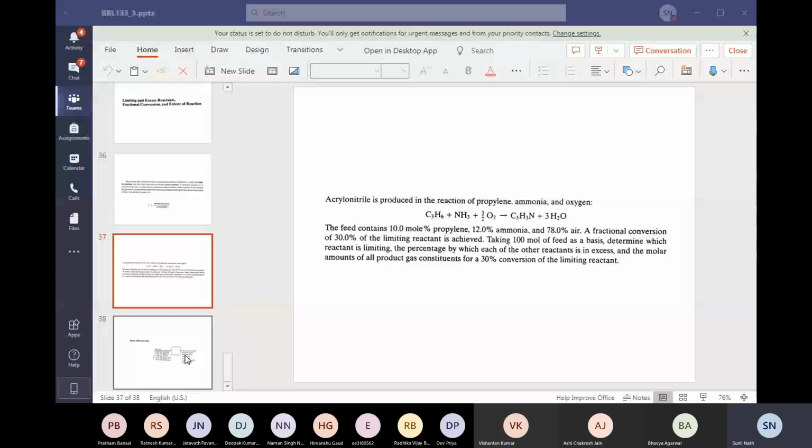Because you have now identified propylene as the limiting reactant, that will get consumed. You know how much ammonia you fed in, and you know from the reaction how much ammonia will be converted. So you know how much remains. For finding excess percent, we don't have to consider the fractional conversion. That's why I said don't jump the gun. First do the percentage excess, and then only we worry about fractional conversion.